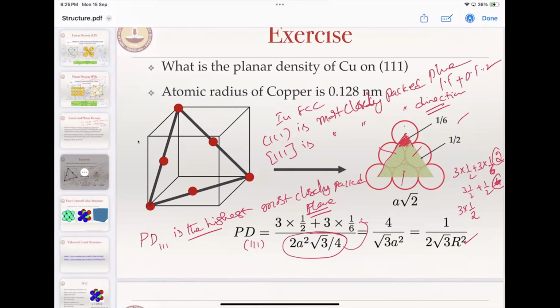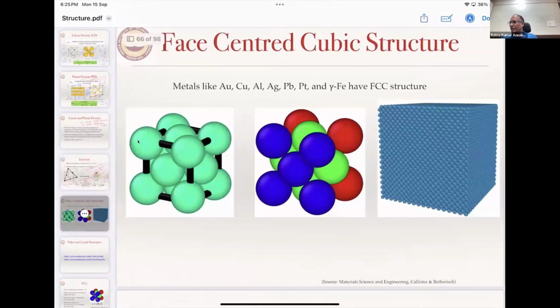Good. If you look at the materials that have FCC structures, several metals like gold, copper, aluminum, silver, lead, tin, platinum, and gamma iron have the FCC crystal structure. For you to remember easily, these are metals that are easily deformable. They all have FCC crystal structure.